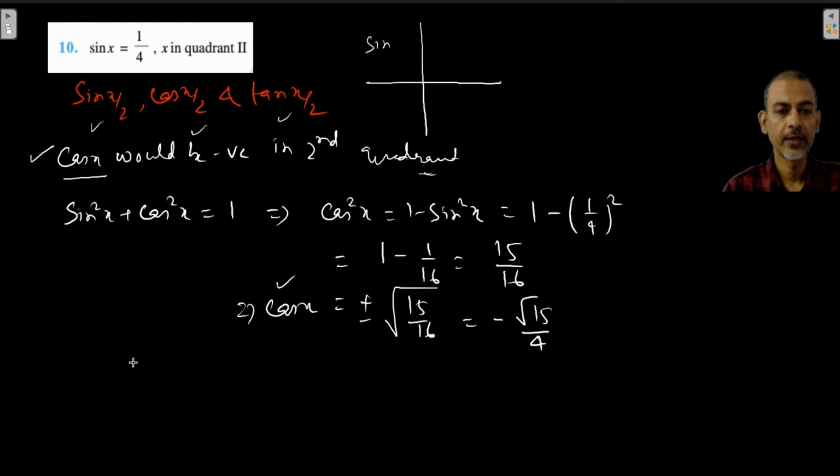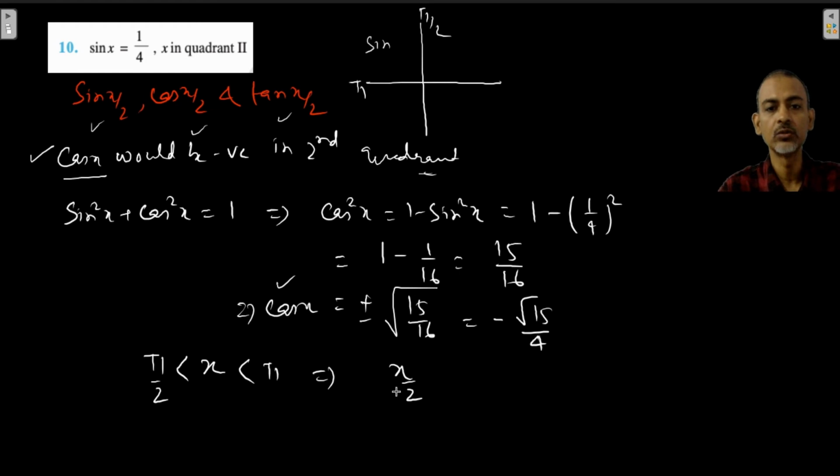But prior to that, again let's figure out where x by 2 would be lying. We know that x is lying in the range of pi by 2 to pi, because it's in the second quadrant. So this implies x by 2, I'm just dividing it by 2, will be lying in the range pi by 4 to pi by 2.